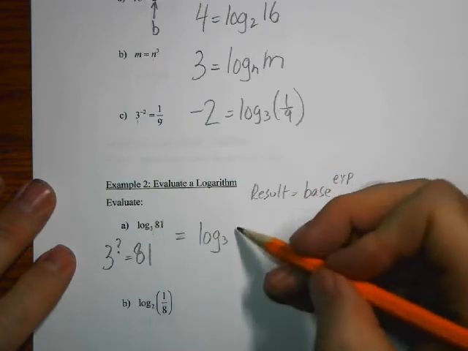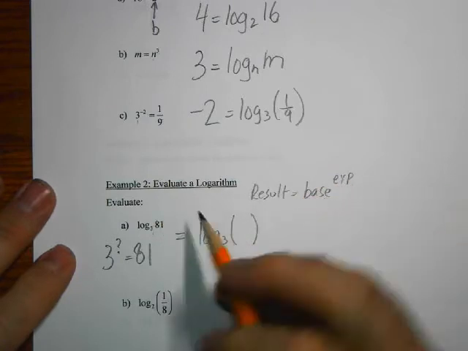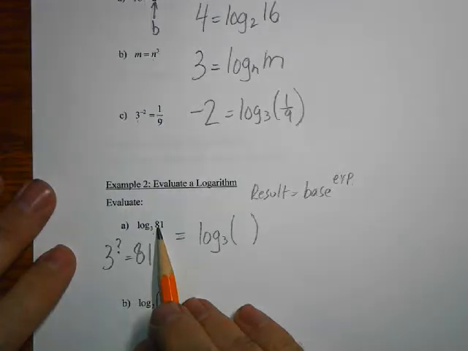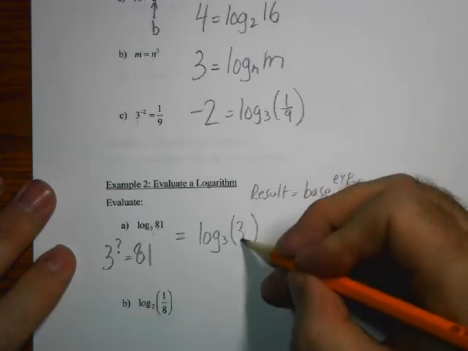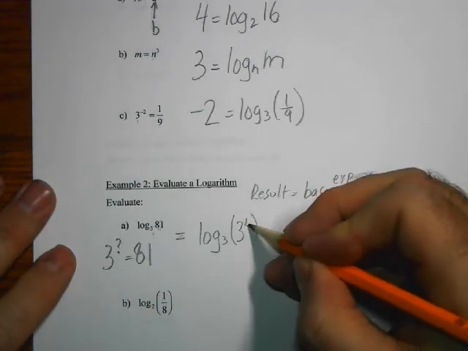Now what I want to do is, I'll put in brackets here, I want to change 81 to a 3 to a certain power. So 3 to what power gives me 81? That's 3 to the power 4.